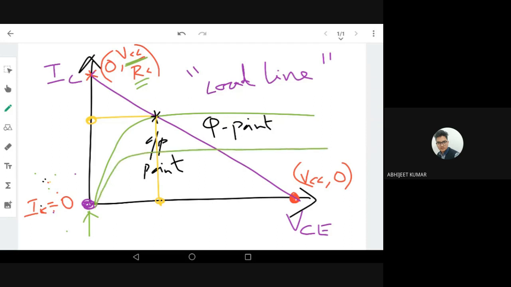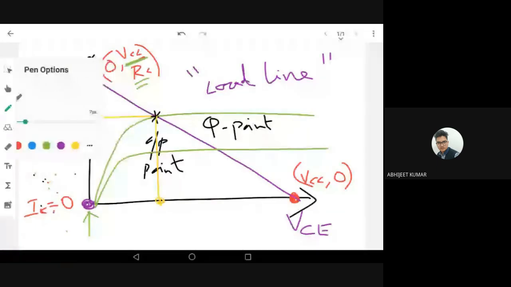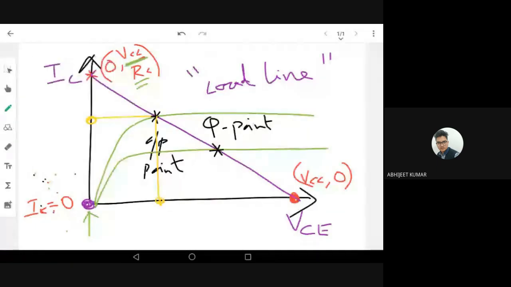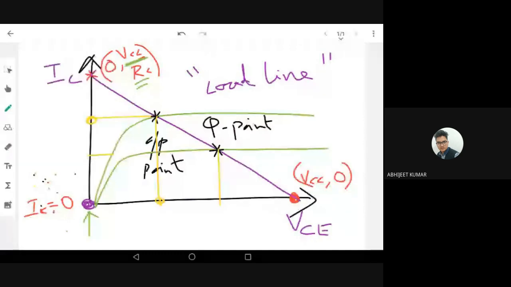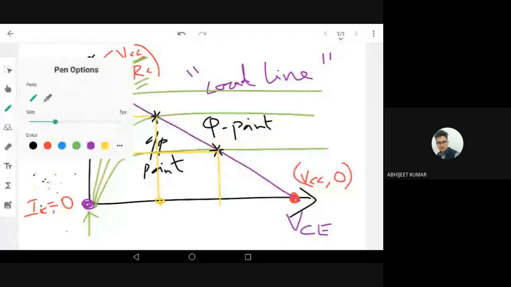Right? The Q point is changing. Now the new Q point is here, on the load line, the setting point of the transfer characteristics. Now you can see the variation. The VCE has decreased, but IC has increased. So you can see this operating point has changed. Suppose I increase the base current, now the new Q point is here.